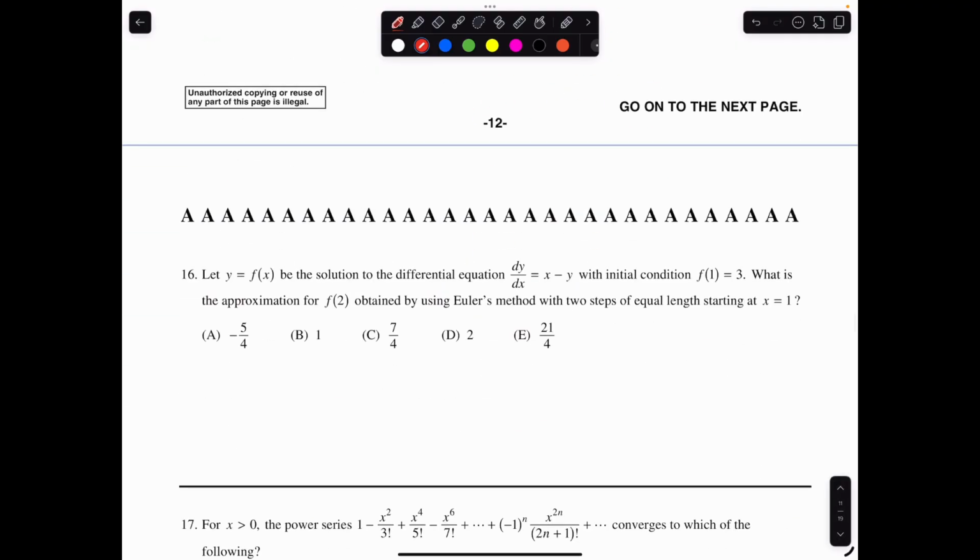All right. Let y equals f of x be a solution to the differential equation, blah, blah, blah, with the initial condition f of negative something equal to 3.